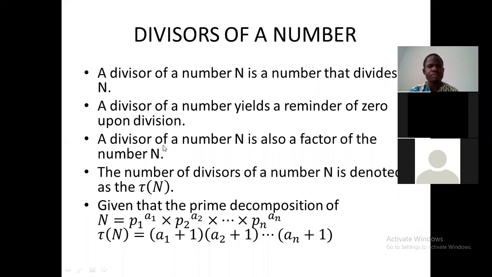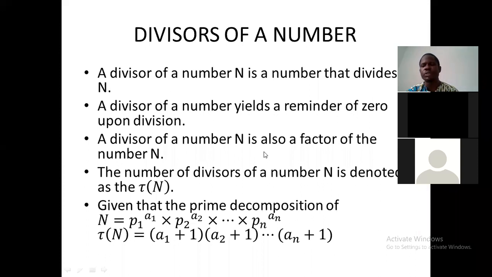Now, a divisor of a number n is also a factor of the number n. Some of you are very conversant with factors of a number, maybe based on your country's mathematical curriculum and way of teaching. What has been emphasized often is factors of a number. Factors of a number are the same thing as divisors of the number. There's no difference.